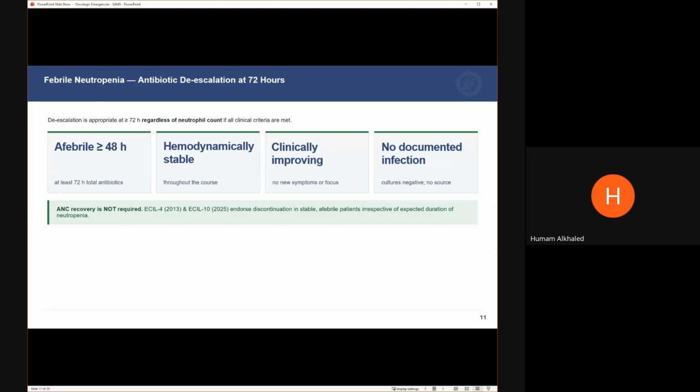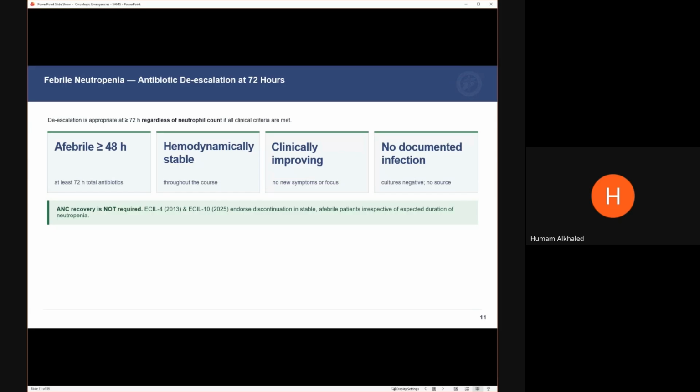So according to the European Conference on Infections in Leukemia in 2013, which was updated in 2015, antibiotics can be stopped in stable, fever-free patients regardless of their white cell count. But there are certain criteria that need to be met.